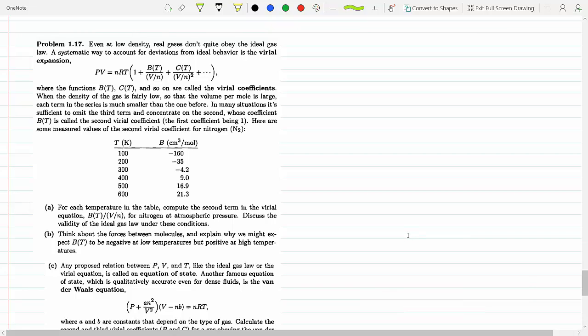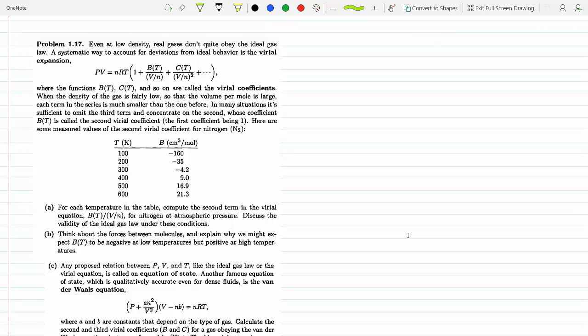Even at low density, real gases don't quite obey the ideal gas law. There's a way we can account for these deviations using the virial expansion. These are the functions B of T and C of T. We can usually ignore the third one. We're going to be concerned with the first one.